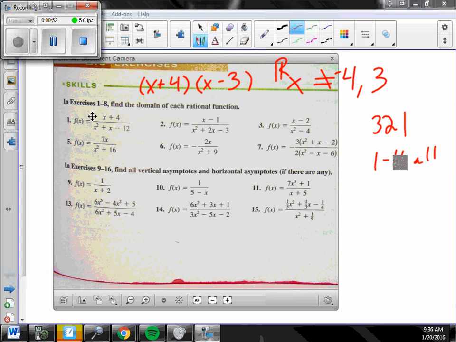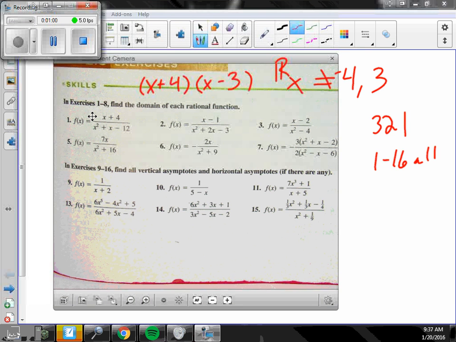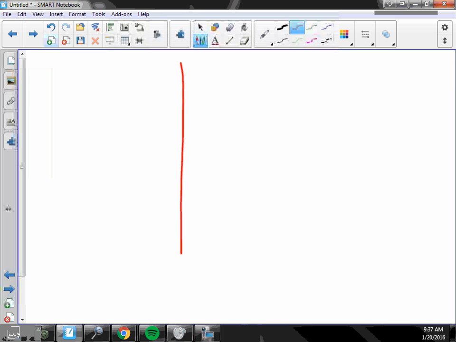Now, in the next section, you get to figure out why negative 4 does not work and why 3 does not work. What do they look like on the graph? So there are two options. Anytime you have a rational function, it is a fraction where there's a polynomial on top and a polynomial on bottom.